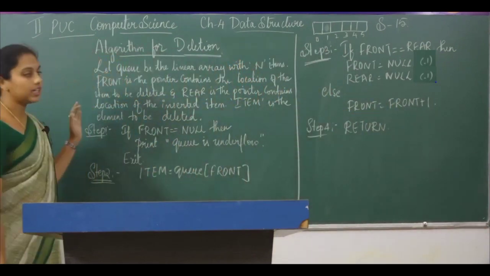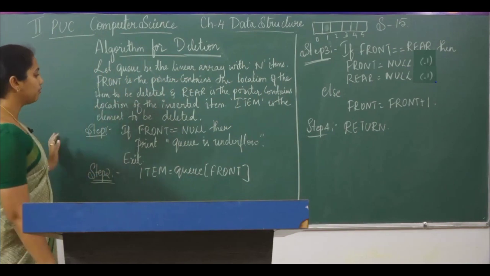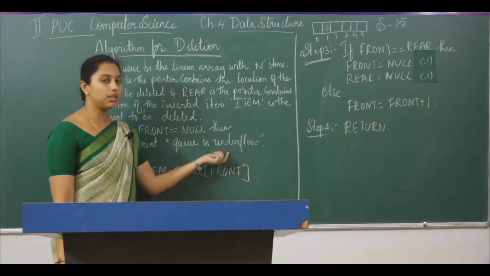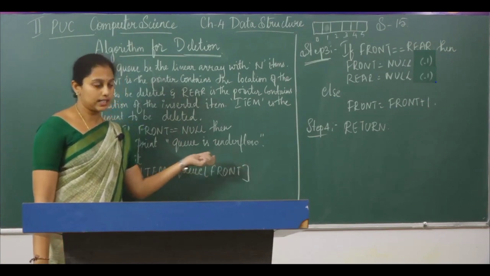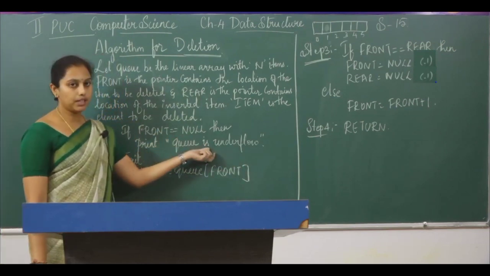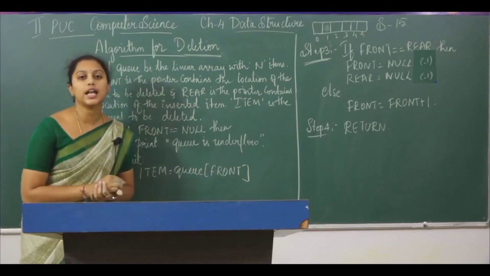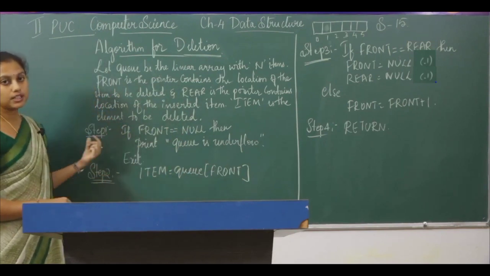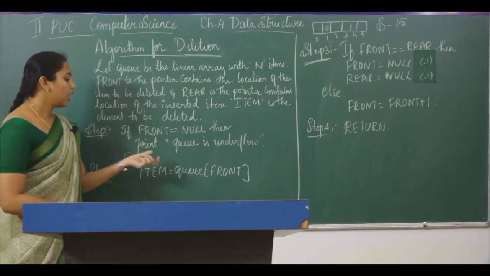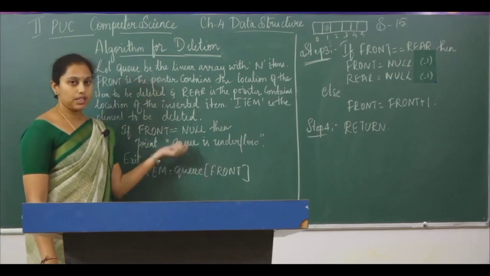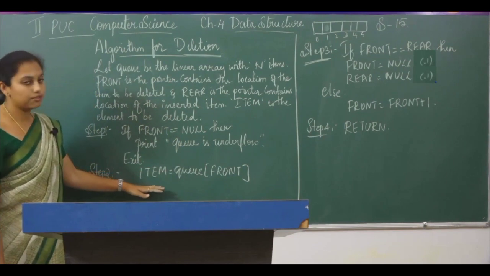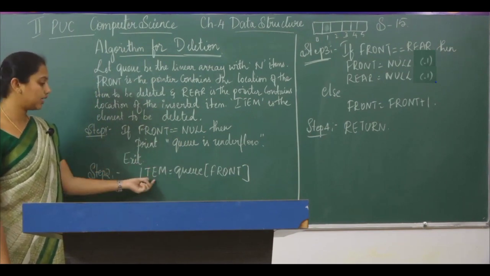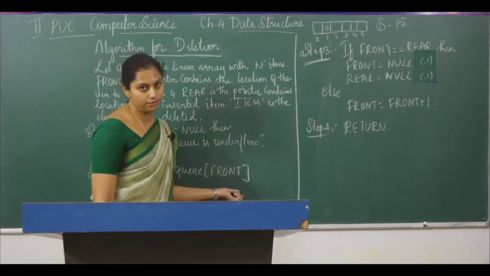So while deleting an item from the queue, we are checking whether it is empty or not. We can call it an empty or underflow state. So if it is empty or underflow, we cannot delete an item from the queue, so we are exiting from the queue. If the queue is not empty, we can delete an item from the front end of the queue. So item is equal to queue of front.